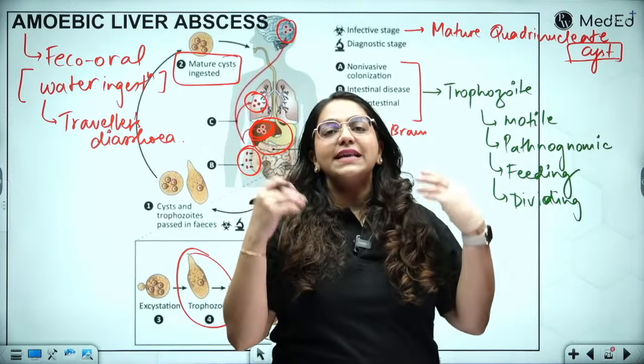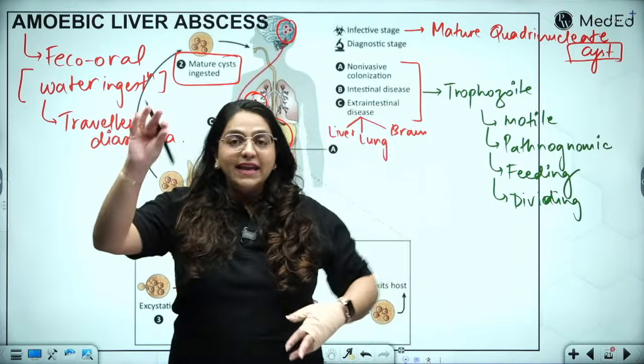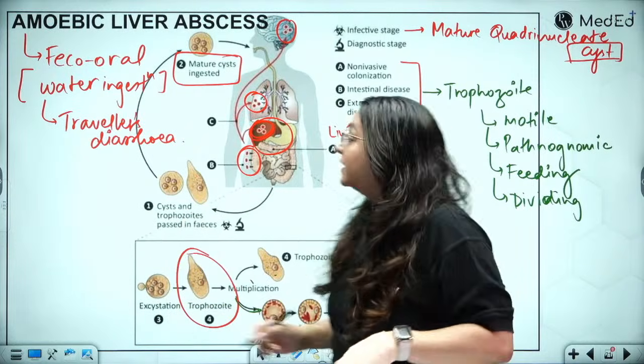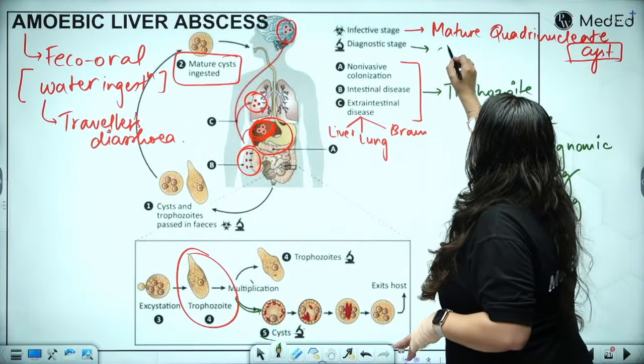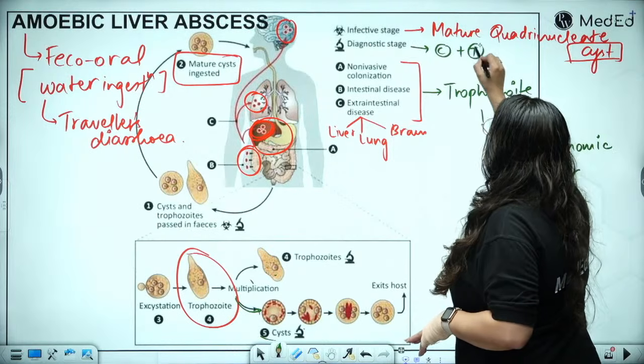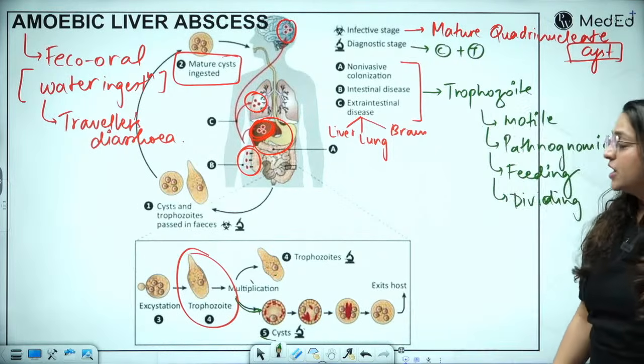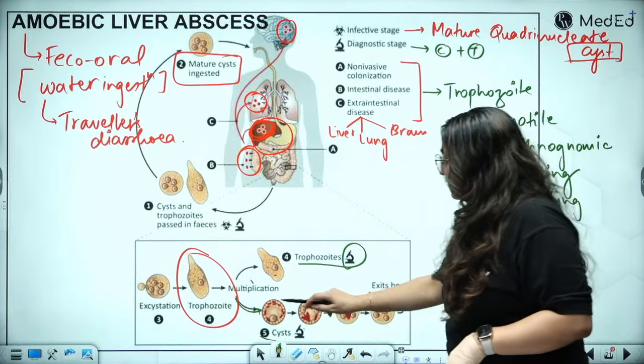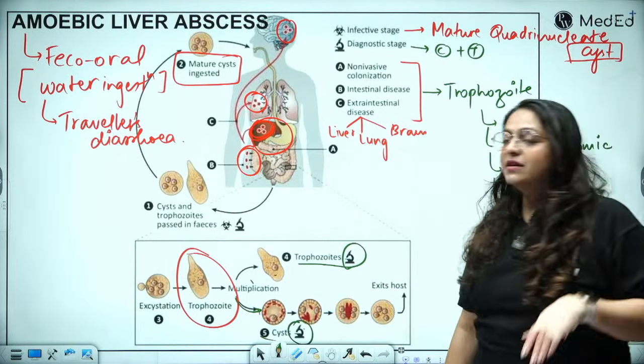Whenever both of these get excreted into the feces, I will take the stool sample, put it on my slide, and look under the microscope. So what are the diagnostic stages? Both cyst as well as trophozoite can be the diagnostic stage. If the trophozoite is coming out in the stool, it can be the diagnostic stage. If the cyst is coming out, it can be the diagnostic stage.